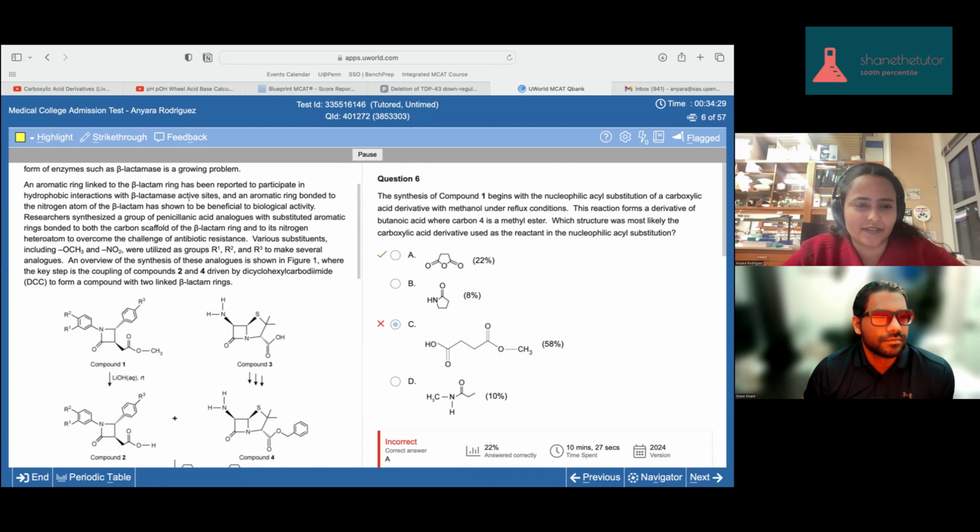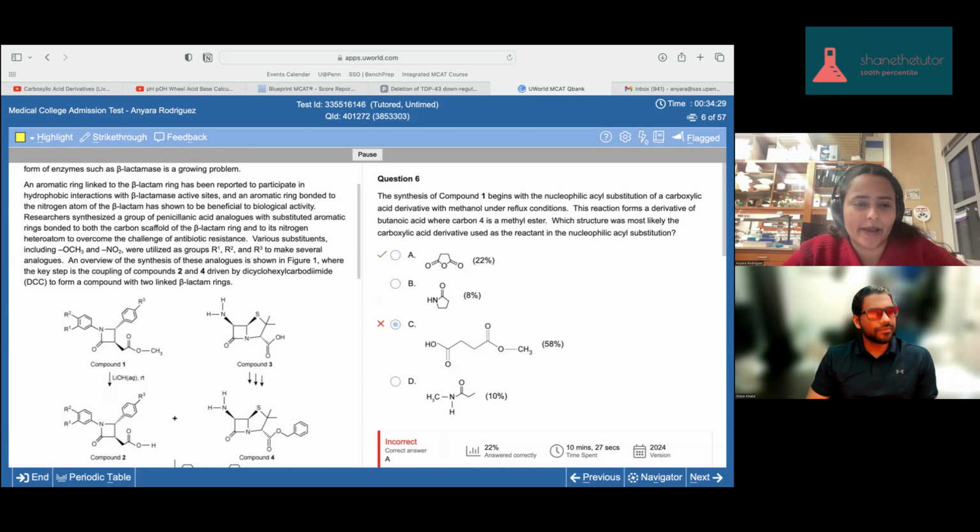So there are actually two aromatic rings. For the one bound to the nitrogen atom, so far they're just saying it's beneficial to biological activity, but we don't know how yet. What we do know is that the ones not linked to the nitrogen atom make it more hydrophobic, and the beta lactamase enzyme's active site is hydrophobic, so it can work as a substrate there.